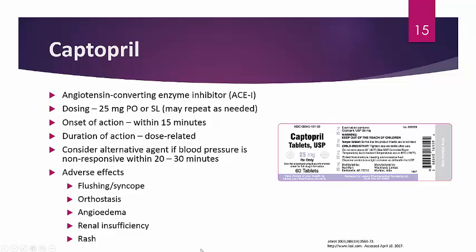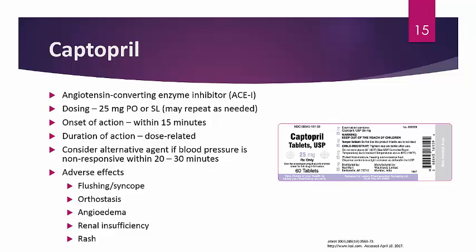The first agent we'll talk about is Captopril. As you guessed from its suffix, Captopril is an angiotensin-converting enzyme inhibitor, an ACE inhibitor. And traditionally, in hypertensive urgency, the dosing is 25 milligrams PO or sublingual, and you can repeat this dose as needed. Traditionally, this medication can be dosed every 8 hours. Its onset of action is within 15 minutes, and its duration of action is actually dose-related. There's no specific time frame in terms of its duration of action.